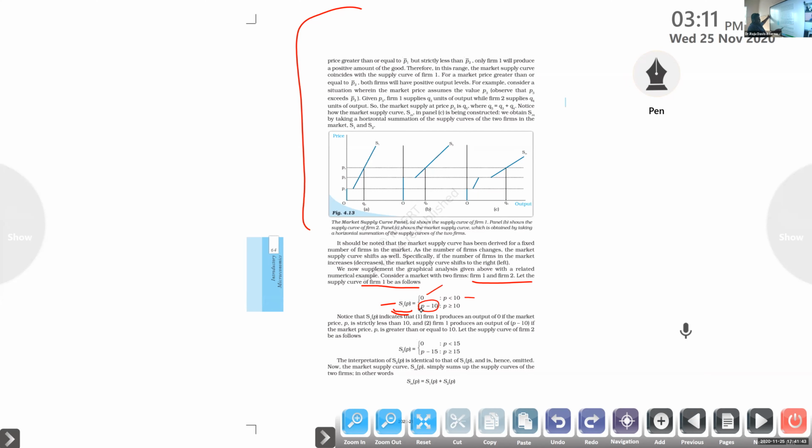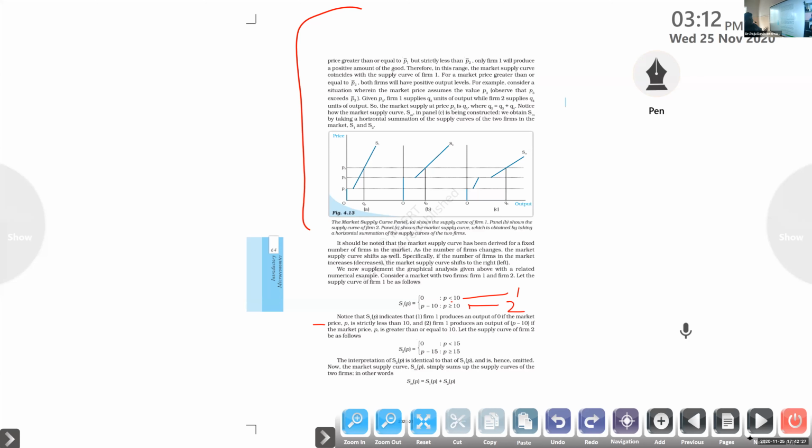Now, just observe here. S1(P) indicates that firm 1 produces an output of 0 if the market price P is strictly less than 10 rupees. That is the first condition: if it is less than 10 rupees, the production is 0. Coming to the second condition, firm 1 produces an output of P minus 10 if the market price P is greater than or equal to 10. So this is the first condition and this is the second condition.